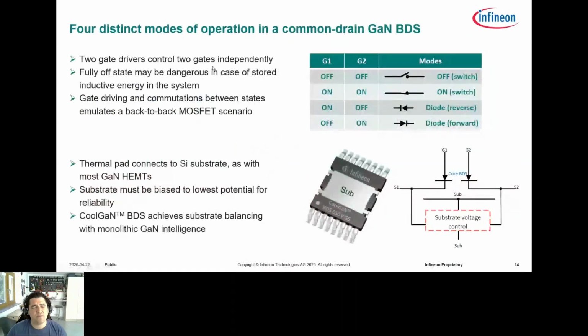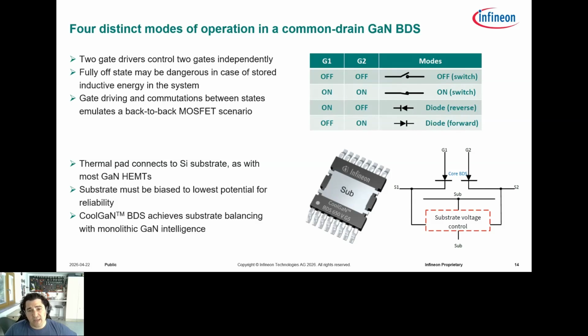You have here 4 distinct modes of operation, which really are the same as what you would have if you took 2 MOSFETs and put them back to back connected at the drain, hence the name common drain BDS. If you turn both the gates off relative to the two sources, gate 1 at 0 volts relative to source 1, gate 2 at 0 volts relative to source 2, this is fully off. So it's going to block voltage, 650 volts, in both directions.